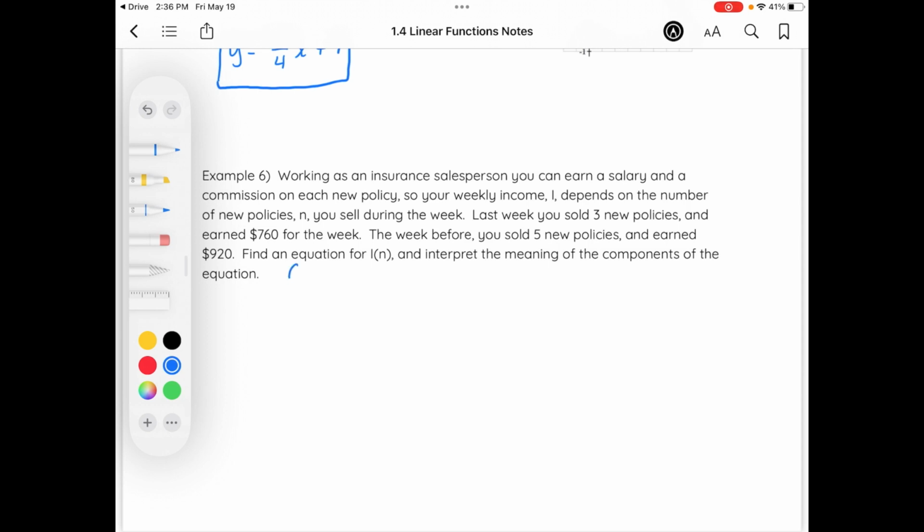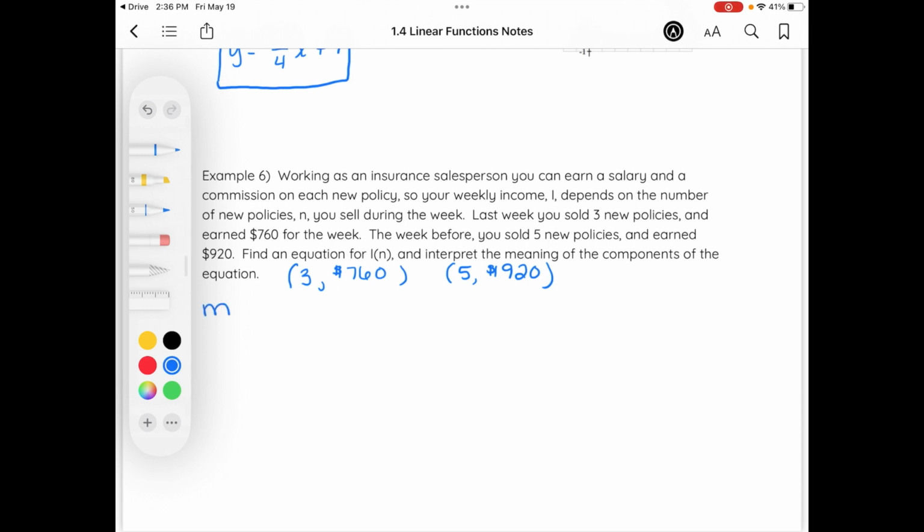So I have 2 pieces of information. I know that when I sold 3 policies, I earned $760. I also know that if I sell 5 policies, I earn $920. So a portion of this is going to be just my base salary, and the other portion is going to be the commission I earned per each individual piece of insurance policy that I sell. So let's put this into the equation y equals mx plus b, because we are going to assume that each policy earns the same commission.